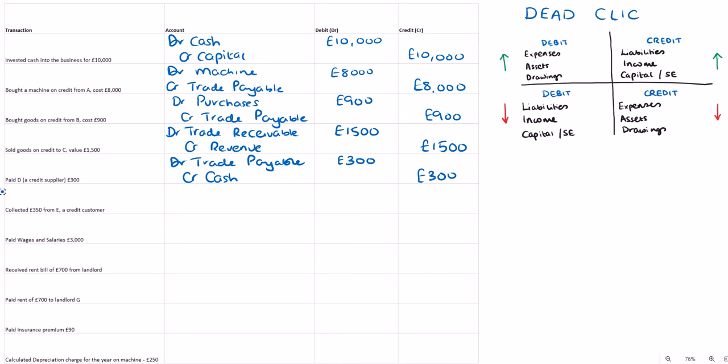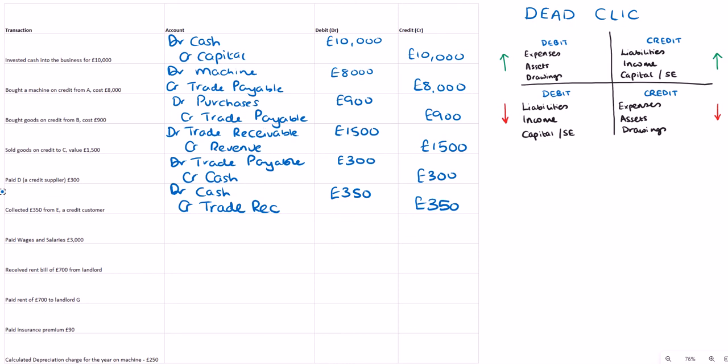Next one, collected £350 from E, a credit customer. So for a credit customer, we use the trade receivable account. So if the business has got £350 from a credit customer, that reduces the asset. So that's going to credit trade receivable account for £350. And received cash, therefore that increases my asset again. So debit cash of £350.